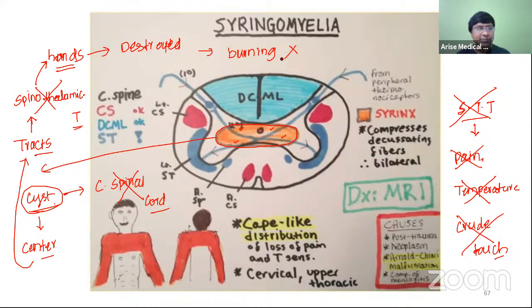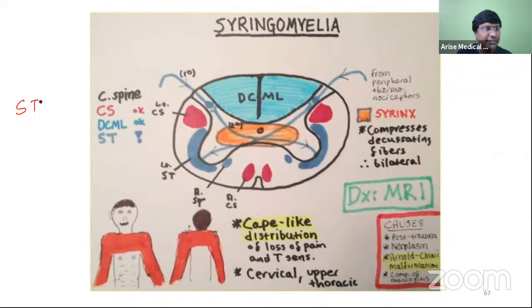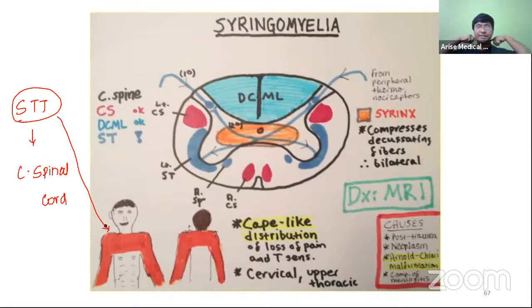And not only that, the spinothalamic tracts present in the cervical spinal cord area, remember, also bring the sensations from the nape of the neck, from the shoulders, and from your hands. So that is the reason why the sensation is lost in what we call a cape-like distribution.